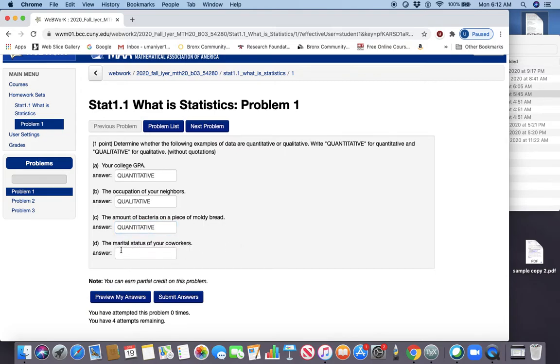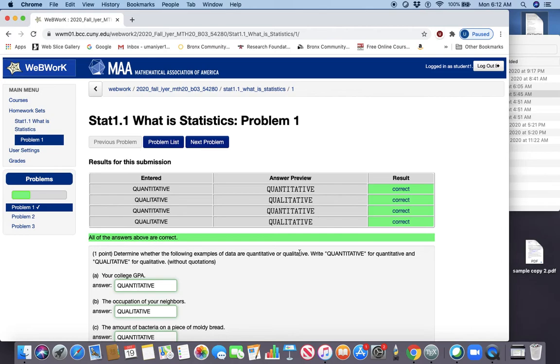The marital status of your co-workers, that is whether somebody is married or not, cannot be averaged. It is qualitative. So the only thing that could be iffy is the GPA, quantitative or qualitative. Let's try. Submit. Everything is good.